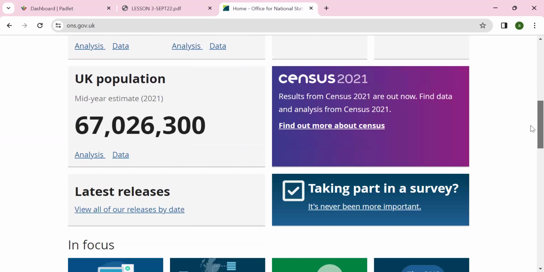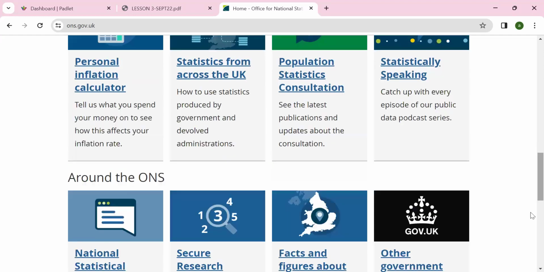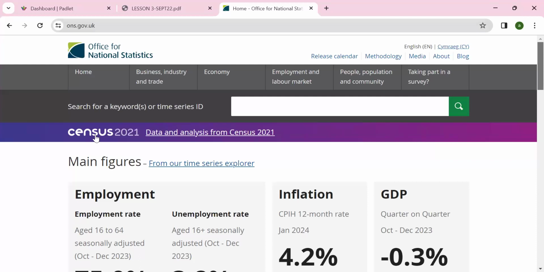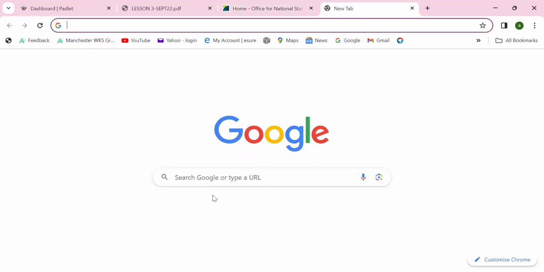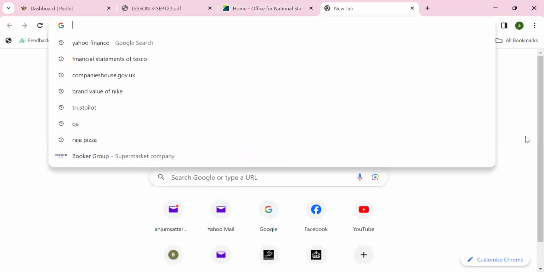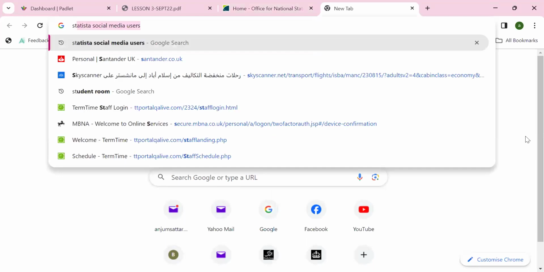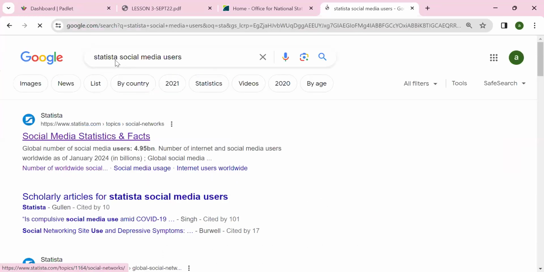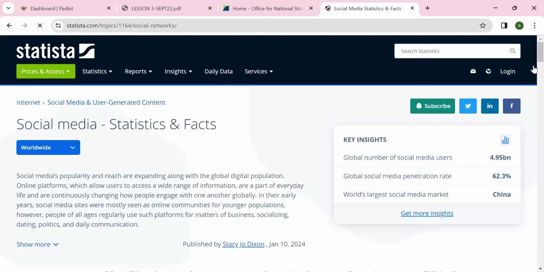Another website that is quite good is called Statista. You can find the number of social media users, growth of social media and technology, which helps you develop and plan your activities accordingly. Even in your assignment, it's quite good to click on those, as they take you straight there.